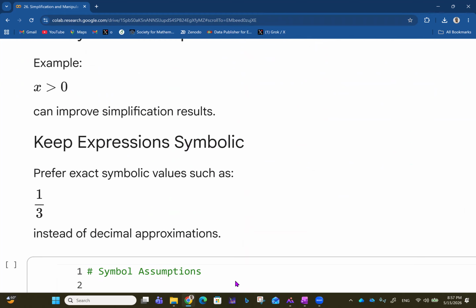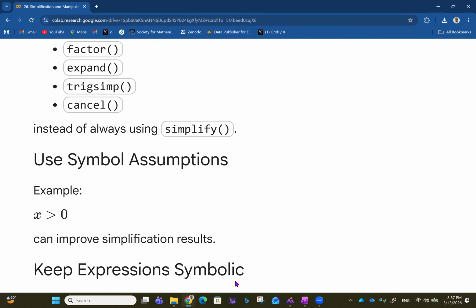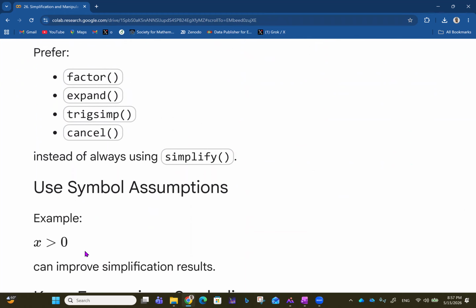Then another thing is to use symbol assumptions. For example, x greater than 0 can improve simplification results. So you guarantee that x is always positive, so that you eliminate the extra work of thinking of x being negative.